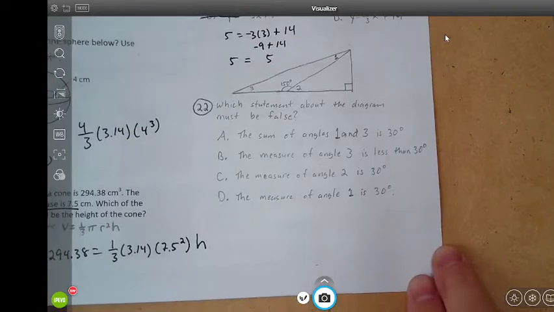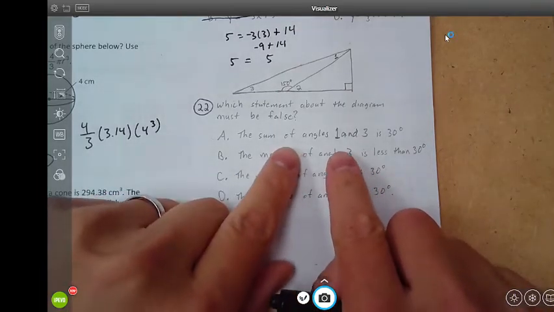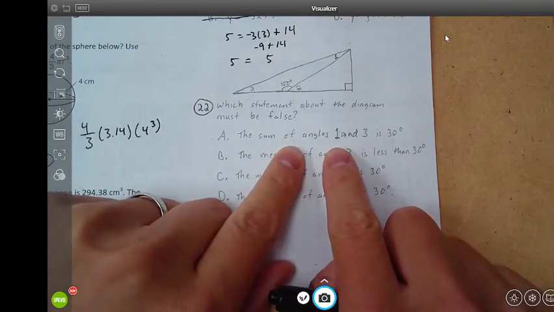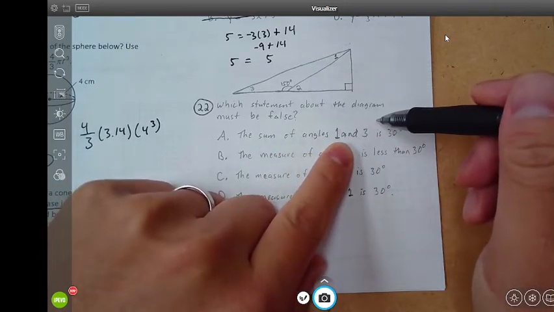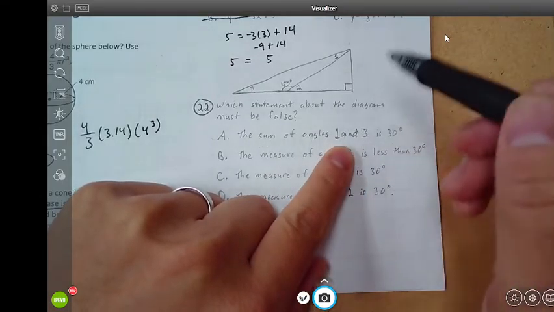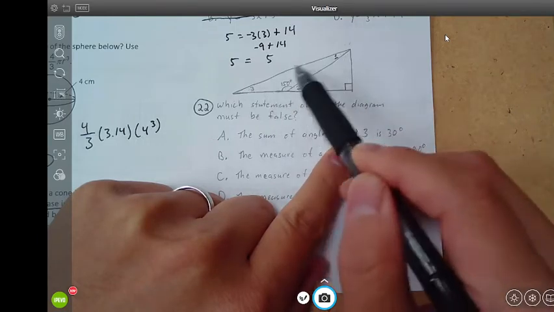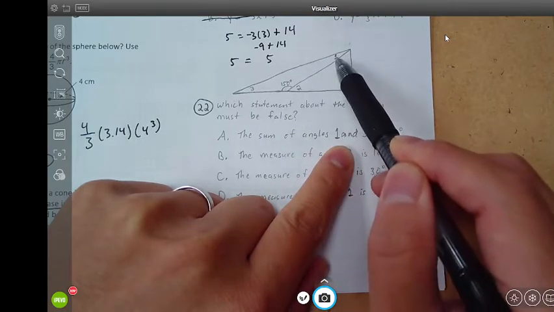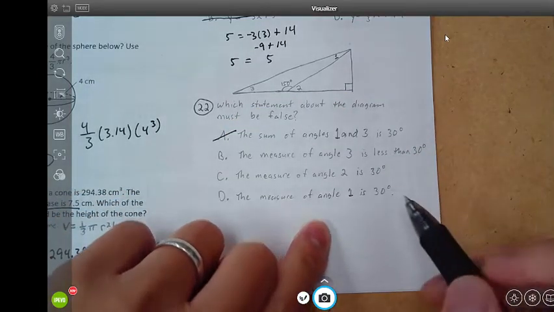Okay, number 22. Which statement about the diagram must be false? Which one is false? Which one is not true? Let's look at each of these individually. The sum of angles 1 and 3 has to equal 30. Well, this 150 angle plus the 1 and the 3, yes, they should add up to 180. So 1 and 3 should add to 30. This is true, right?